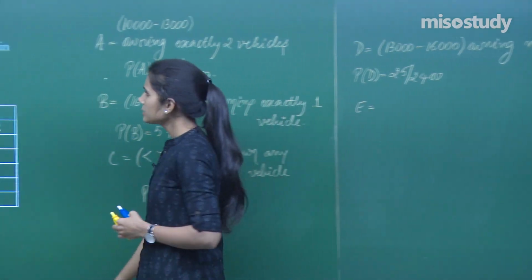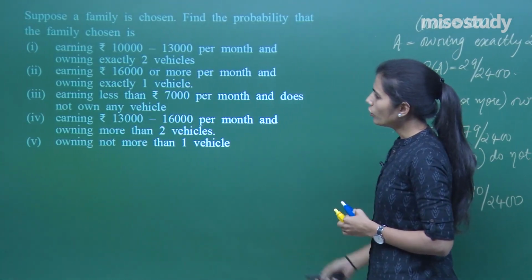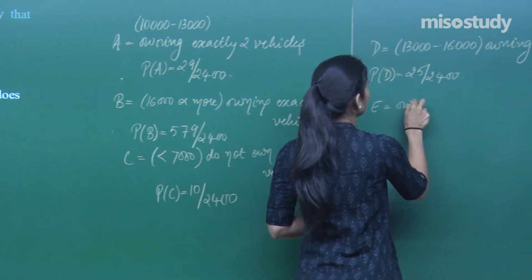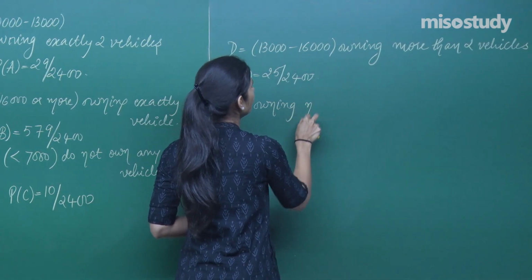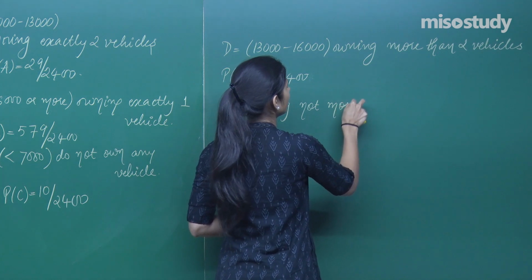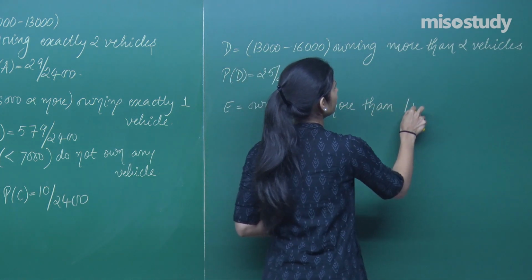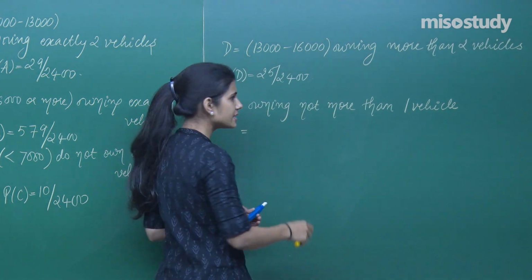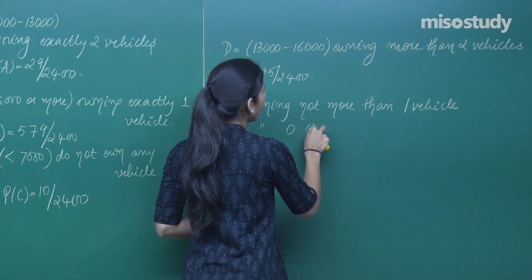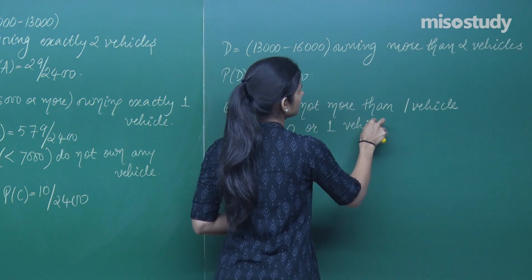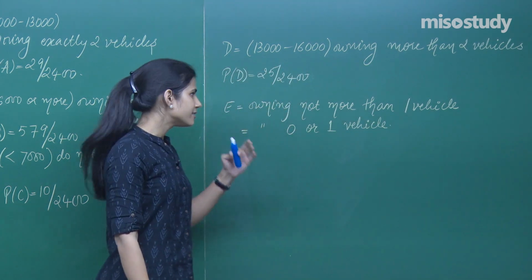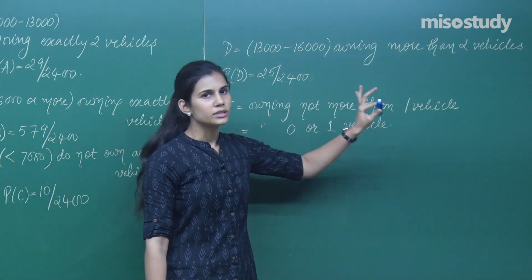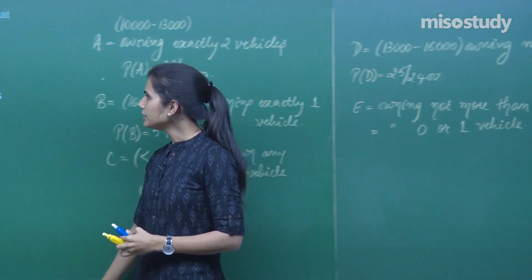I have one more event, owning not more than 1 vehicle. No range of income is given, it is just given owning not more than 1 vehicle. That means I can equivalently write this as owning 0 or 1 vehicle, but not owning 2 or more. Either the families should have no vehicle or at the max they should have 1, but they should not have more than 1.